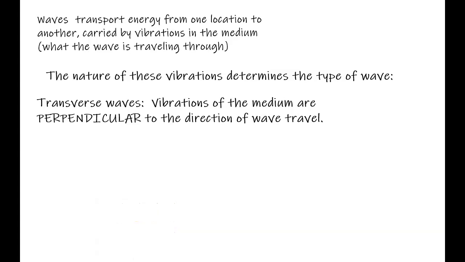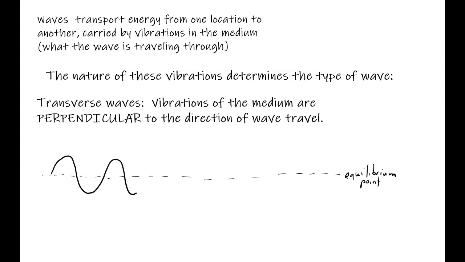And if I draw that to represent what we're used to seeing, I've got my dotted line, which I'm going to call the equilibrium point. This is where the slinky was before we started moving it. So you can think of that as the slinky laying along this line. And as we start shaking it, we get a pattern like this. Not a great sine wave, but it'll do.